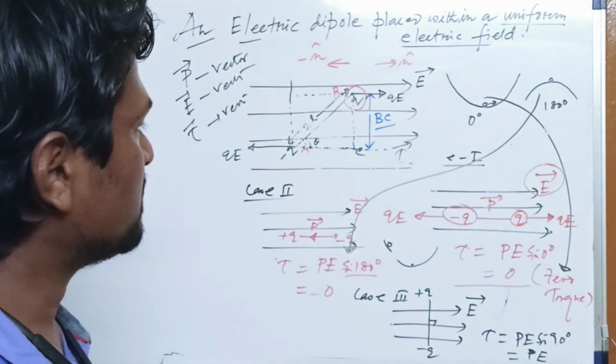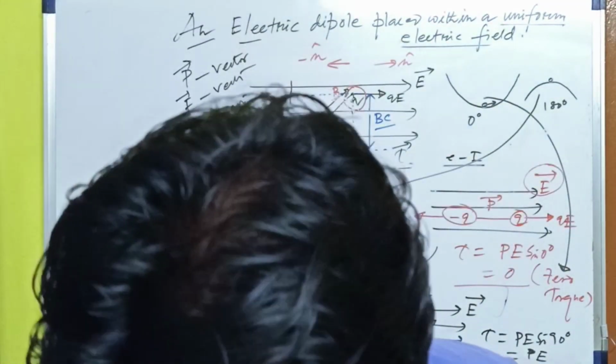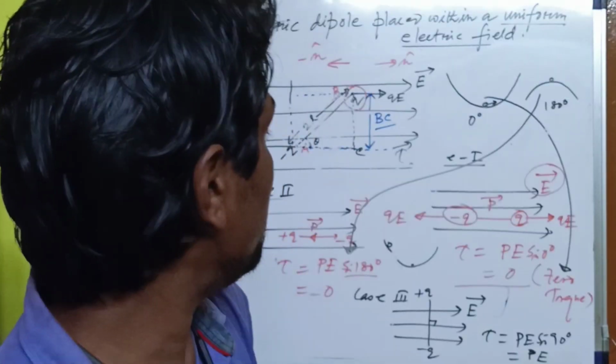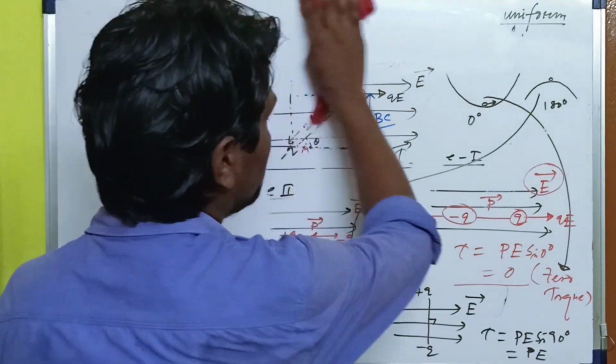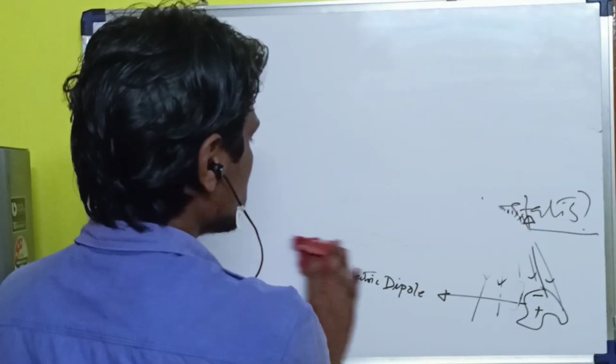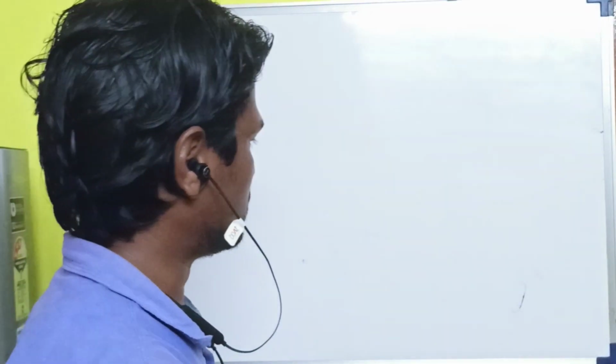But the question is, what if that particular field is not uniform? Students, take an example. The next question is, if the dipole is placed within a non-uniform electric field, then what happens? So first of all, students, clear your concepts about uniform and non-uniform fields again.